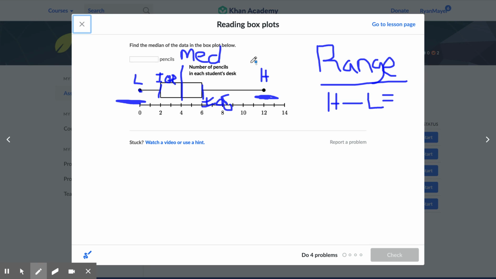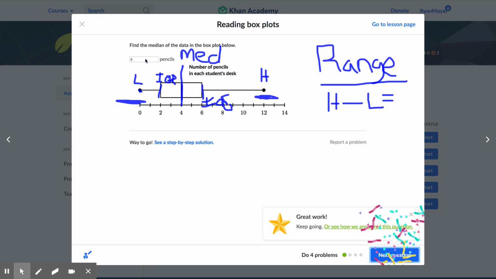So on the first one, it just says find the median. Okay, well, we talked a little bit about this already by looking at what we wrote down here. The median is always that middle line in the box. And so if you look at where that middle line of the box falls, you're going to see that it goes right down to the number 4. So this one's pretty simple. Find the median of the data. Well, it's going to be 4. The median is always that middle line in the box.